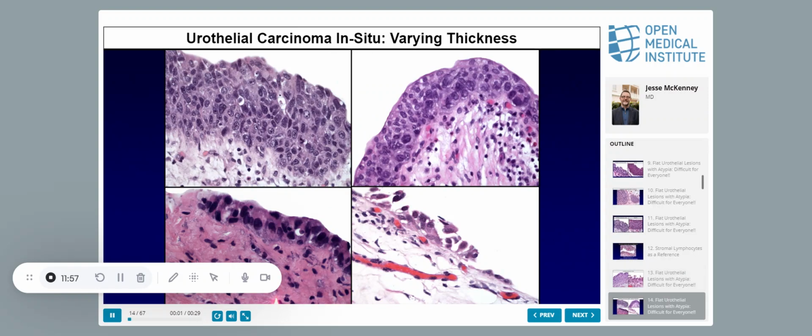Now we talked about how the thickness can vary, and this is just an example of that. You can see that this is almost completely denuded. This is very flat. This kind of looks normal, and this looks thick. So it doesn't matter. It's the cells that are present. That's all that matters. And even this one, which has an intact basal cell layer, that's benign. So that doesn't matter, okay?